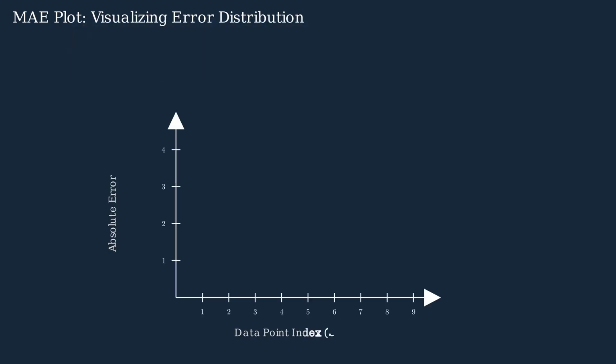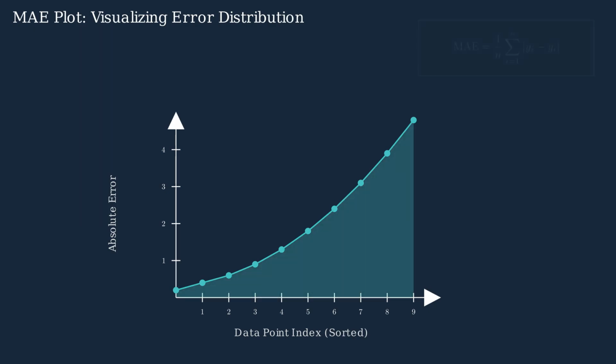Let's visualize how an MAE plot is constructed. We start with axes, where the x-axis represents the sorted data point index and the y-axis shows the absolute error. We then plot the absolute errors for each data point, sorted from smallest to largest. Connecting these points creates a curve that shows how errors increase across the dataset. By shading the area under this curve, we visualize the total error.